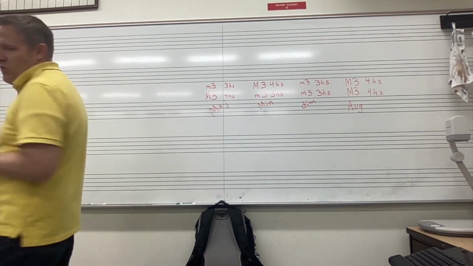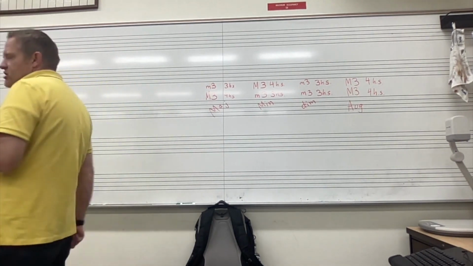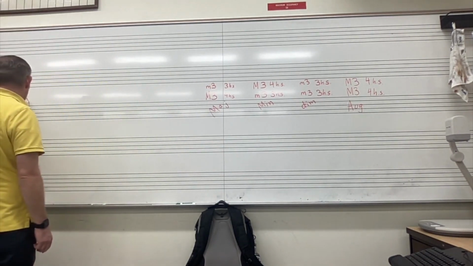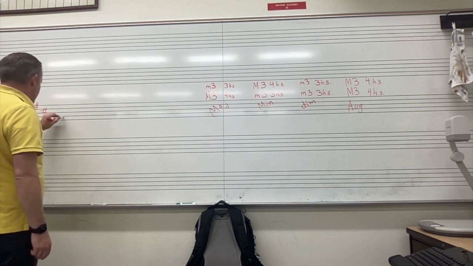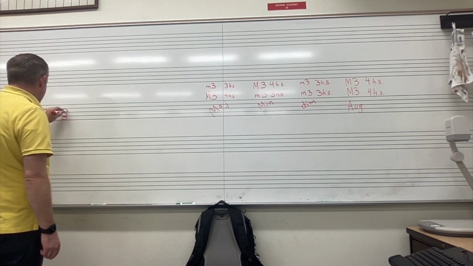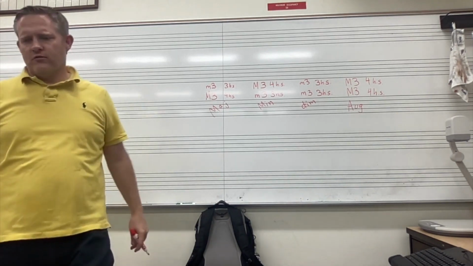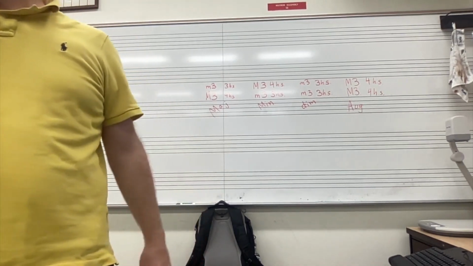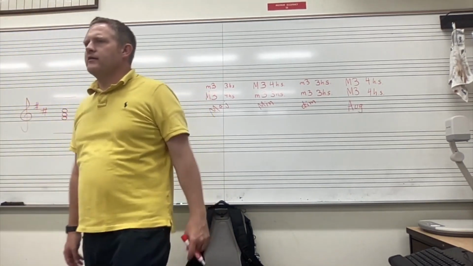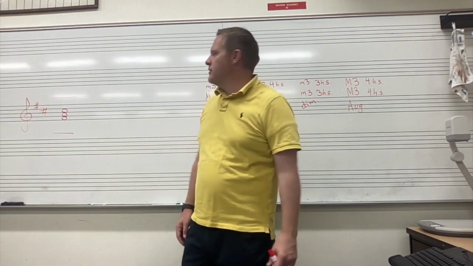So back to page 133, number 2. We have a treble clef. We have a key signature of 2 sharps. We have a triad that begins on F sharp. They want to know the key and the Roman numeral. What is our key? D major.